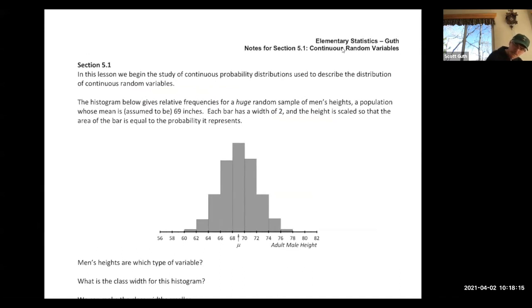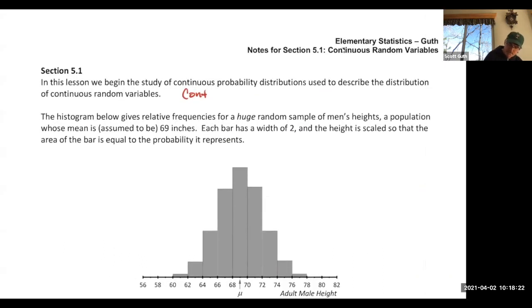Let's make a quick reminder. So for continuous variables, that are quantities, that can't be counted, only measured.